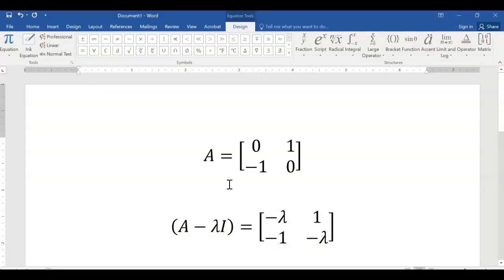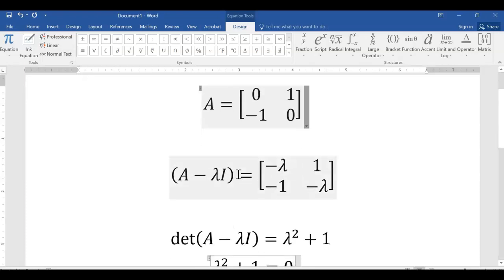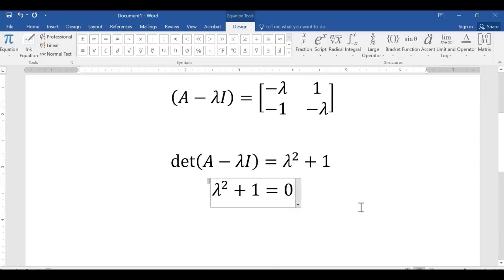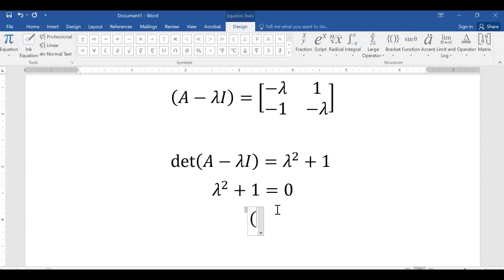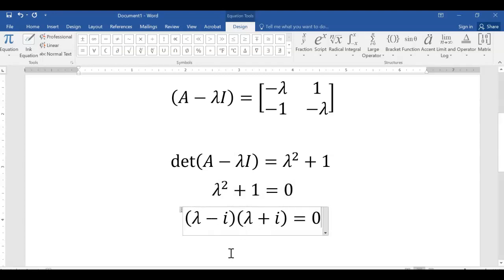Okay, so when you go ahead and do that, we take A minus lambda I, which is negative lambda, 1, negative 1, negative lambda. When I take the determinant of that, I get negative lambda times negative lambda. That's going to be a positive lambda squared, minus negative 1 times 1. That's minus negative 1. So I get my determinant to be lambda squared plus 1. That means the characteristic equation is lambda squared plus 1 is equal to 0, which does not factor over the real numbers. But it does factor over the complex numbers. If I'm okay with using complex numbers, then I can factor this as lambda minus i and lambda plus i.